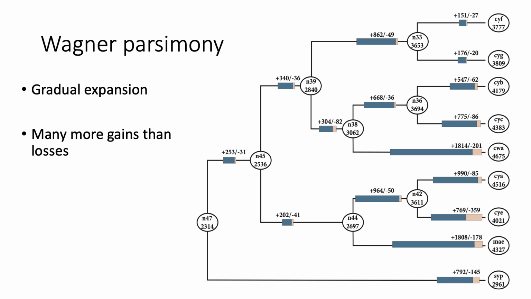Looking at the left-hand side first, we can see that Wagner parsimony infers a gradual expansion, a genome size from 2,500 in node N45 to 4,000 genes on average in present-day genomes. Also, on each branch, Wagner parsimony infers many more gains than losses.